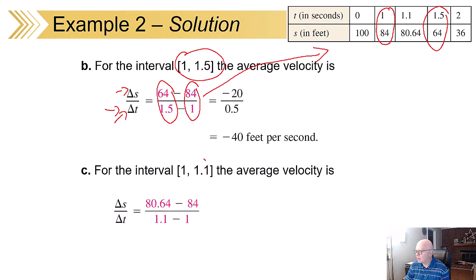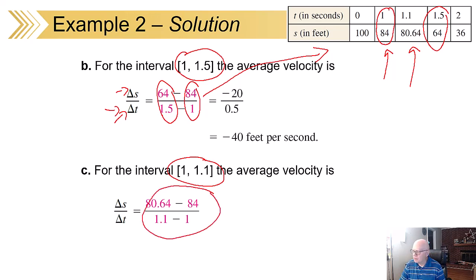If we want to take another one, say from 1 second to 1.1 second, there's the 1 second mark, there's the 1.1 second mark, just a little bit past that 1 second mark. Here are the numbers you can get directly from the table. A little bit of arithmetic here. And your average velocity from 1 to 1.1 second is negative 33.6 feet per second.